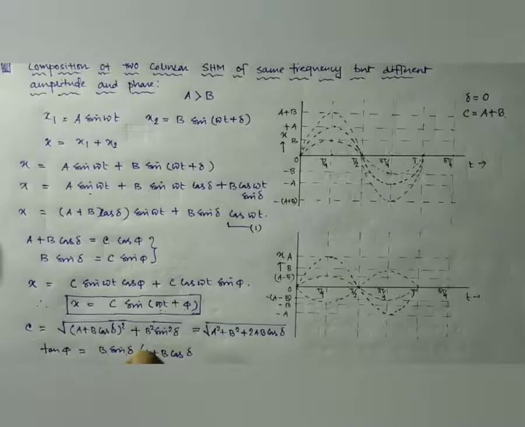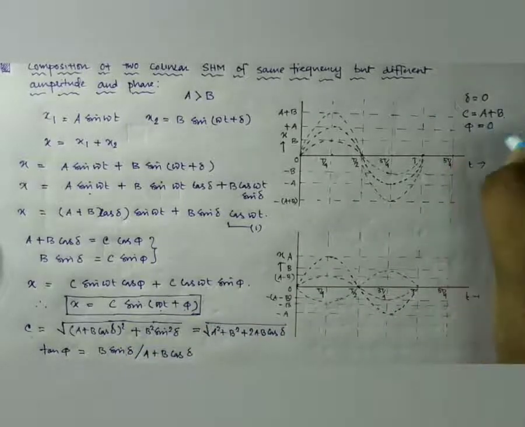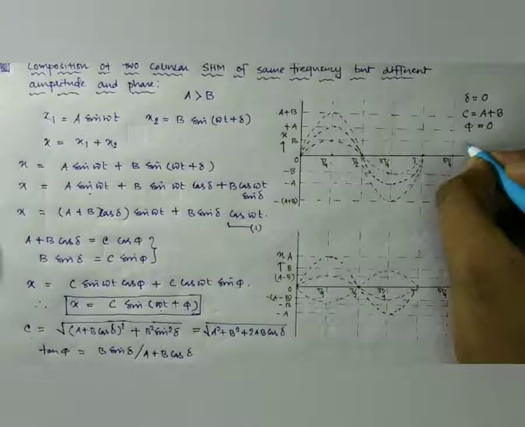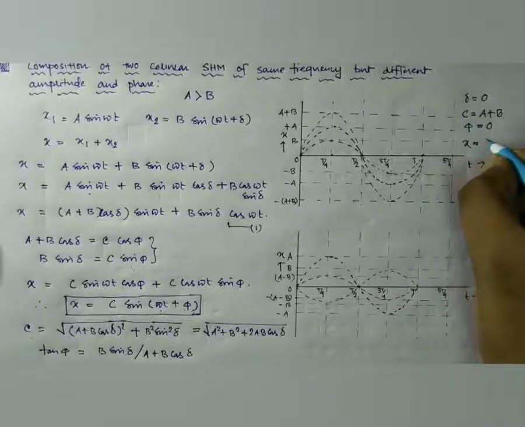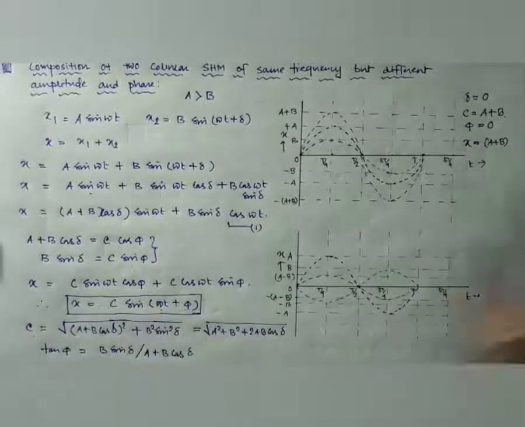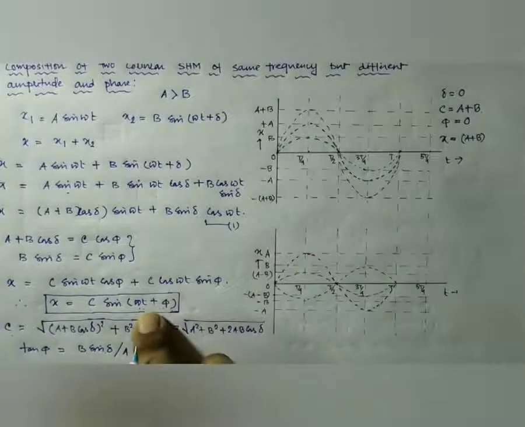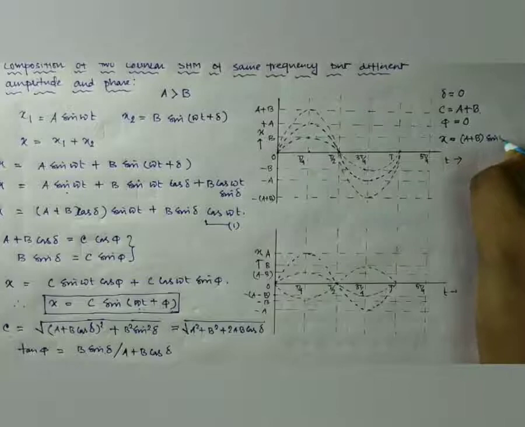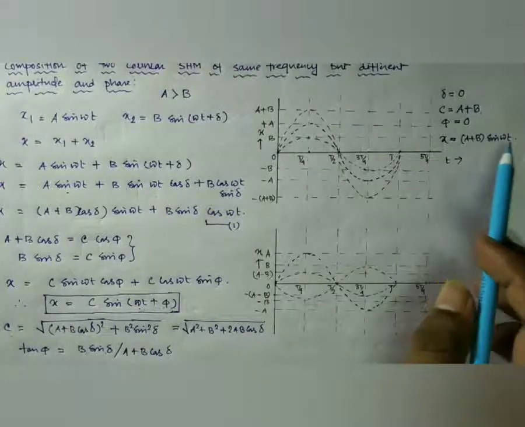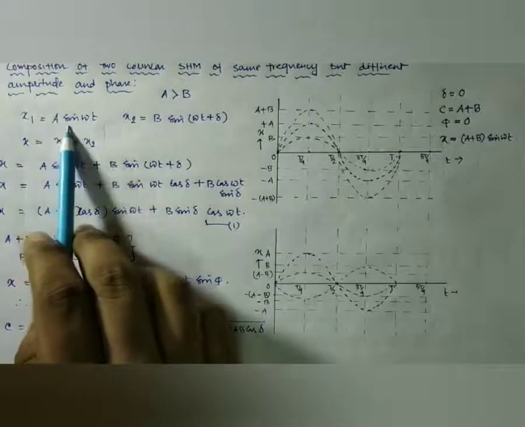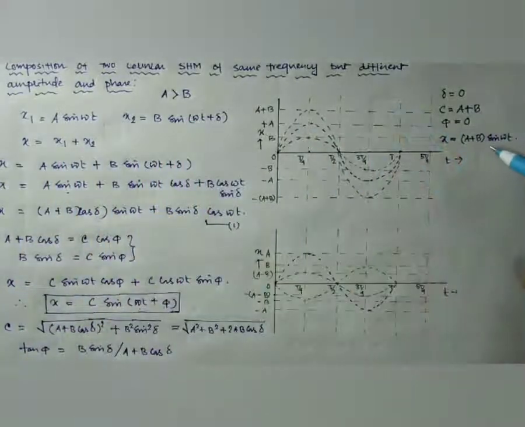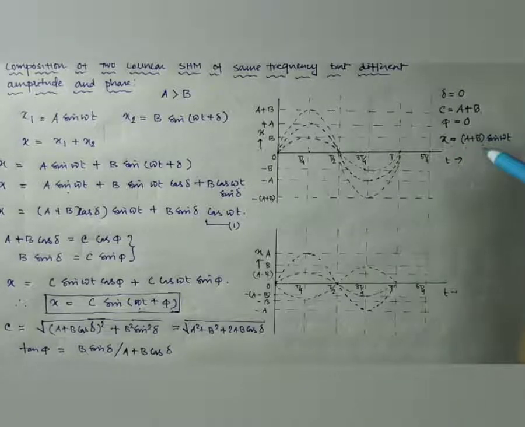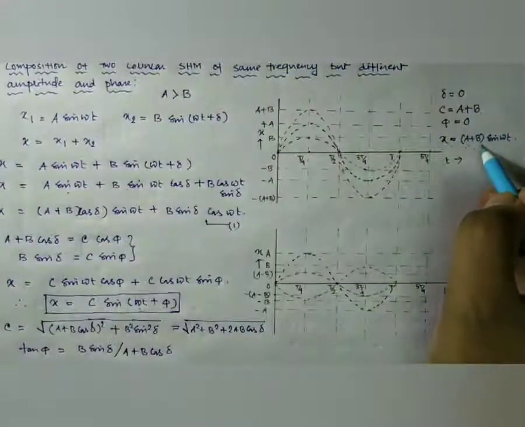Sin 0 is 0, so tan phi is 0, which gives phi equal to 0, and the resultant motion becomes x equal to (a plus b) sin(omega t plus phi), that will be sin omega t. So they are in the same phase. If the initial superposing SHMs were in the same phase, then the resultant will also be an SHM with the same phase but a different amplitude. The amplitude is nothing but the sum of the amplitudes of the constituent SHMs. Look here, it is a plus b.